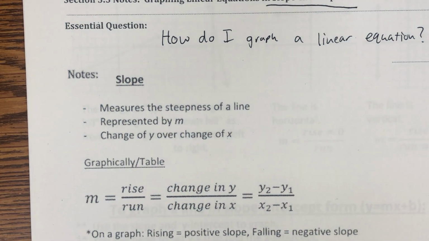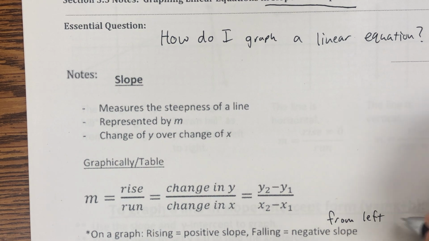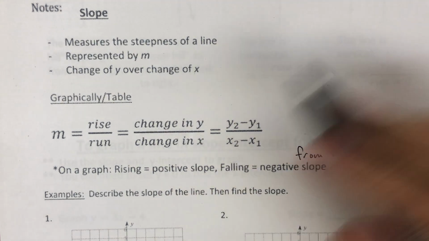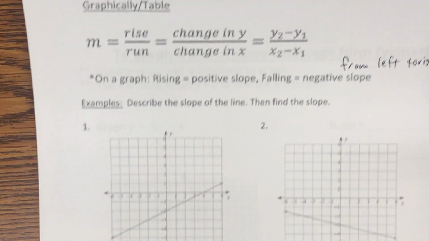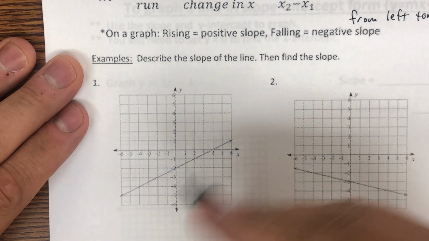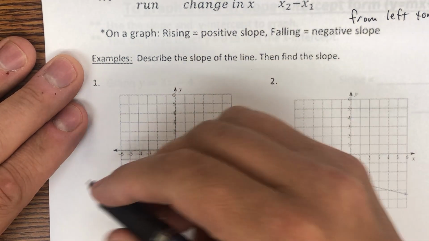On a graph, if the slope is rising, keep in mind we're looking from left to right. So from left to right, if it's going up, rising, it's positive. If it's falling, it is negative. So when I first look at this graph, we are going to just determine first, is it positive or is it negative? So from left to right, it's going up, so I would say it's positive.